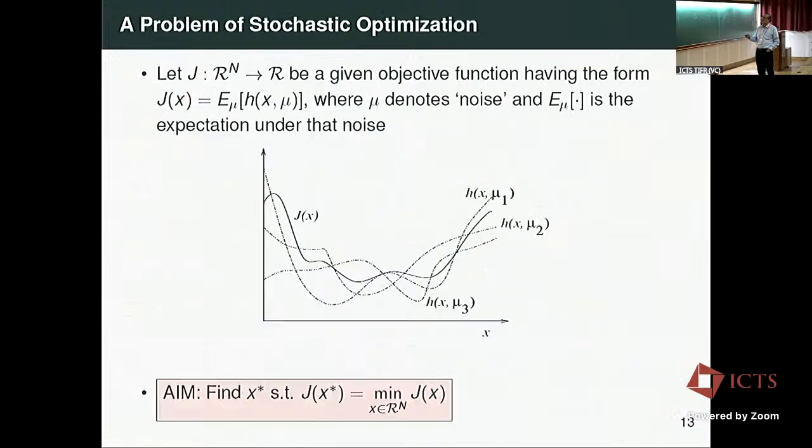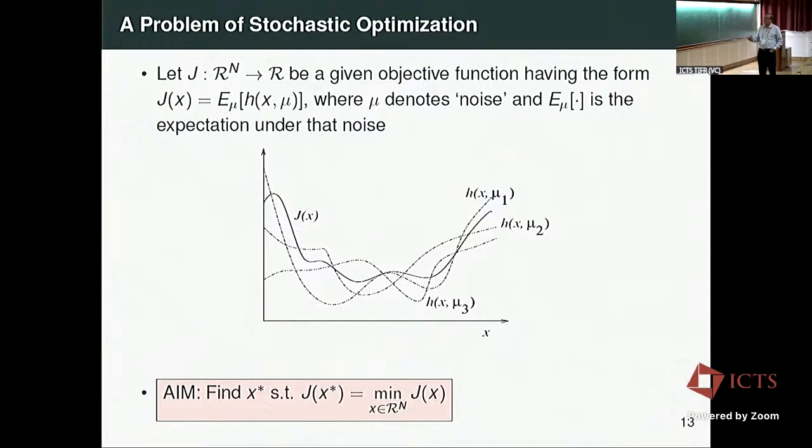Sorry about that. Yeah, so we'll now move towards another problem, and this problem is on stochastic optimization. So let's say I have an objective function J, and it's a mapping from R power n to R. And let's say this is a given objective function having a form like this. x is an n-dimensional parameter. So J of x is the expected value over mu of h of x, mu. So mu denotes some noise terms, and the expectation is under that noise.